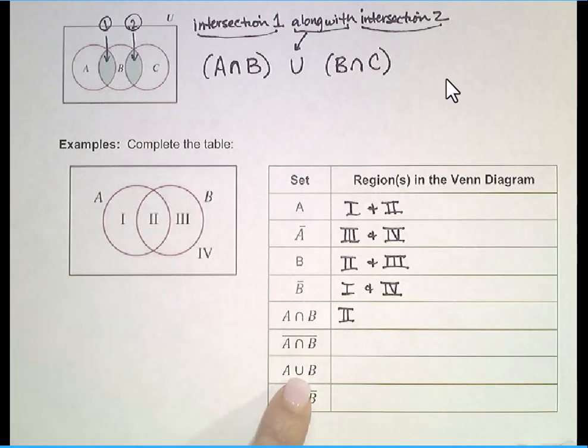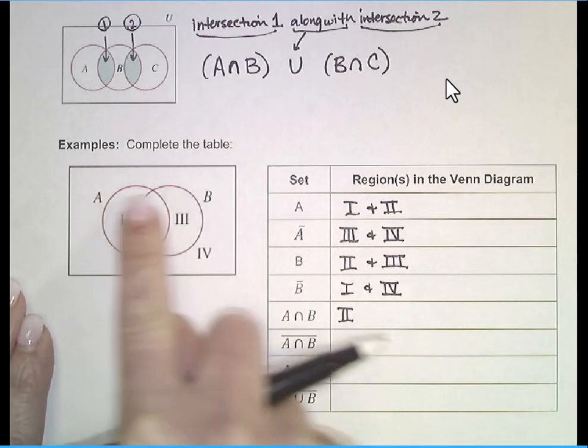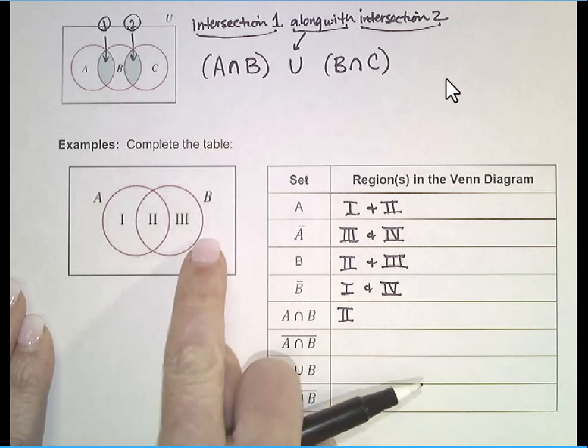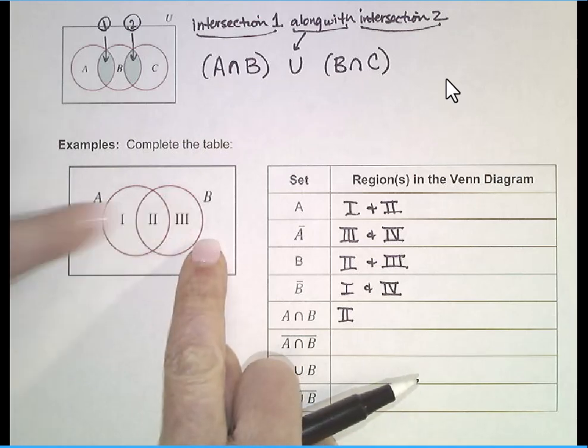Let's jump down and do A union B. A union B is both circles together, but it's just the circles together. We're not going to include region 4. It's just what's inside the circles. So 1, 2, and 3.